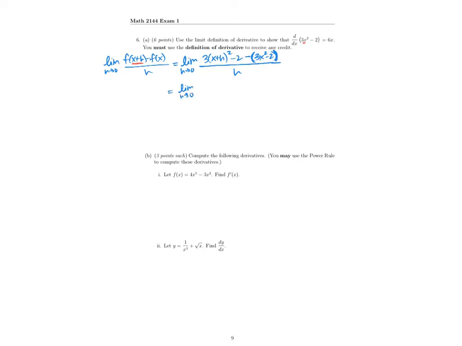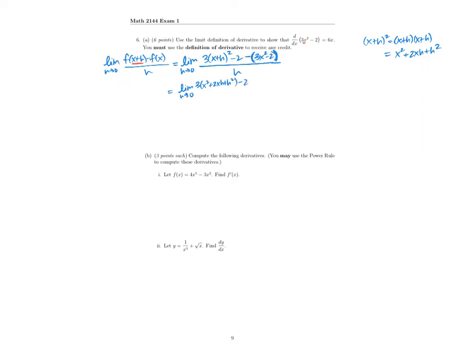and then another common mistake is in the squaring of the x plus h. Remember when we do x plus h squared, that means x plus h times x plus h. So don't forget that middle term. So that'll be x squared plus xh plus xh. So that's 2xh plus h squared. So don't forget that middle term there. So I'll have 3 times x squared plus 2xh plus h squared minus 2.